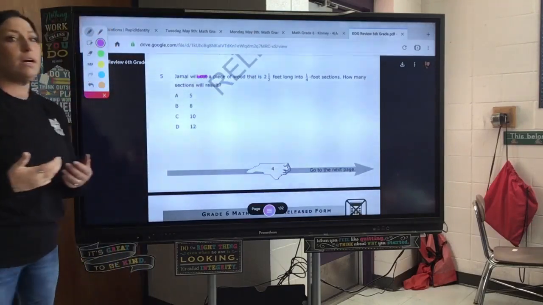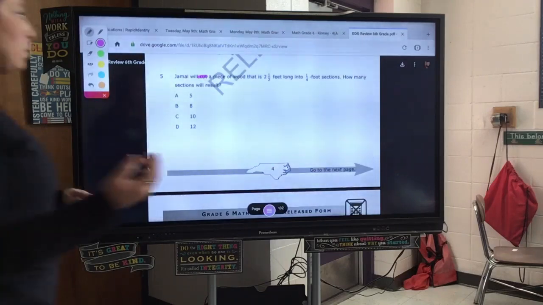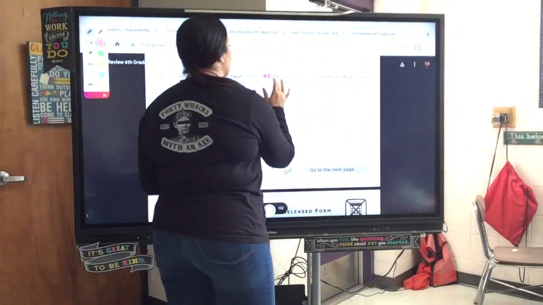So the key word is cut. Why is that a key word? Why is that a key word, Christiana? It means what? It tells us the operation that we have to do. Which is gonna be what? Division.